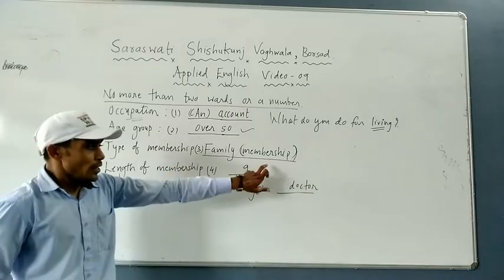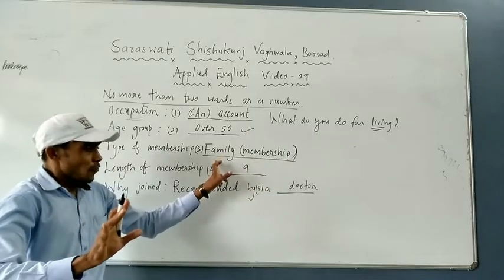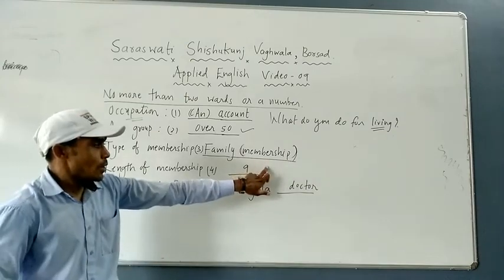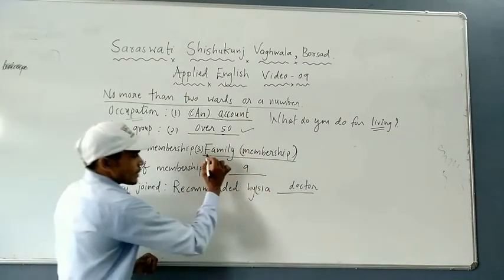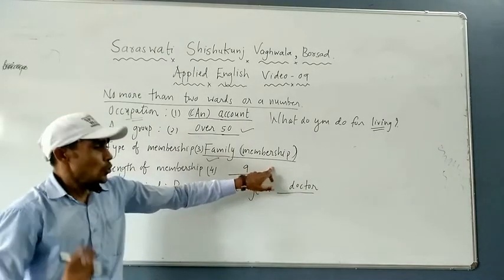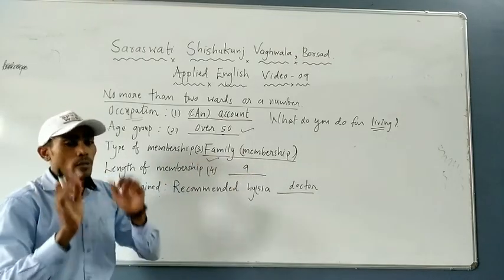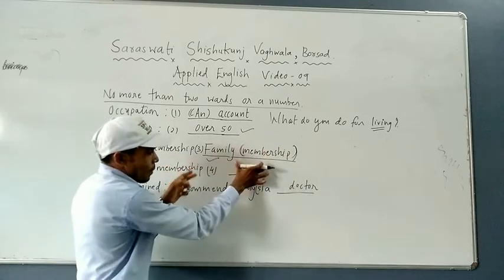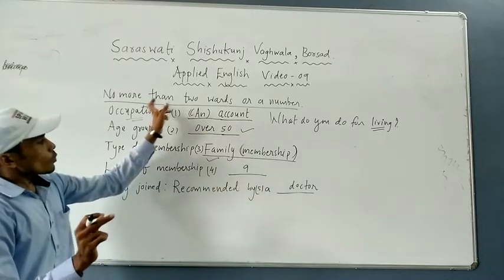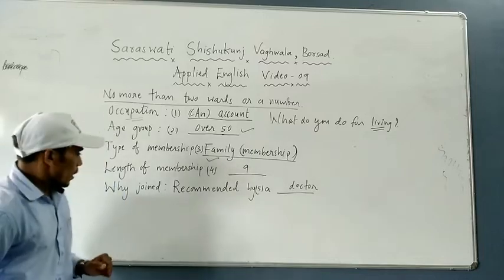If you have written only membership, then your answer is wrong. Family is the key word. Don't write only membership, but write family, then it is correct. And if you have written the whole phrase, family membership, it is one word or two words? Here it is not more than 2 words. So this is word 1 and this is 2. Your answer is correct. Okay, let's move.